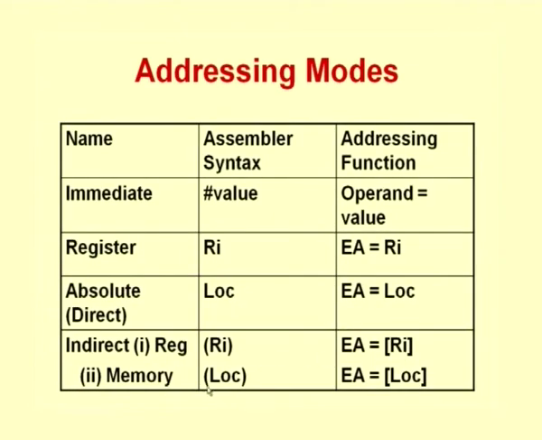When I say memory indirect addressing mode, it is similar to this, the only difference being that the value which is specified here is the memory location. So, you have a memory location whose contents will give you the memory location of your actual data. So, the effective address is taken as the contents of this location which is specified here.